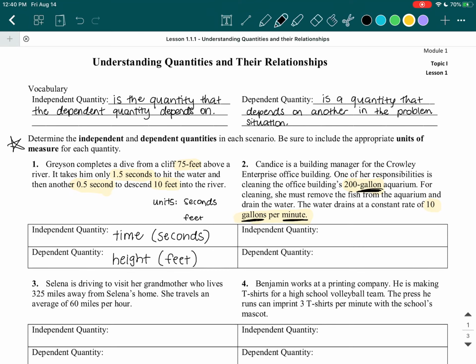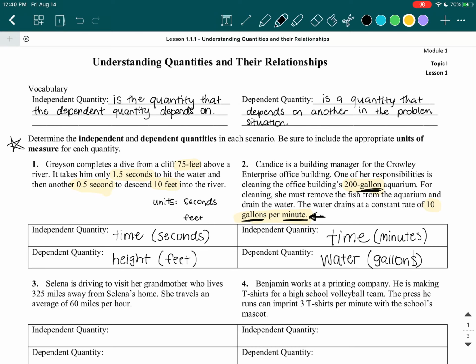Okay, so now I've unpaused the video. The unit for, let's talk about minute. Minute, what does minute describe? Minute describes time, and time is always independent. Time. And this time, our time is measured in minutes, not seconds. Okay, and then the other word that jumped out was gallons. What does gallons describe? Gallons describes the water in the tank. All right, and the units are gallons.